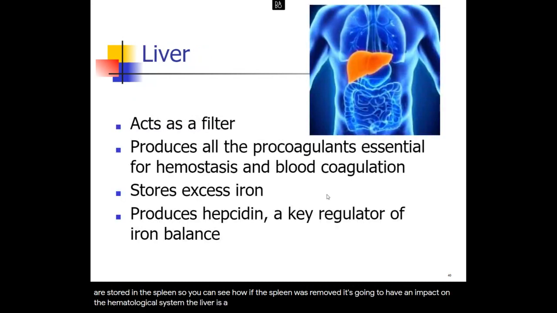The liver is a filter, and in the liver are the procoagulants that are necessary for hemostasis and blood coagulation. Excessive amounts of iron, rather than just, oh, I don't need it now and have it excreted in your stool, the liver says, you know what, I'm going to keep some aside for a rainy day. So let me just hang on to this extra iron. And oh, by the way, those red blood cells that are being destroyed, I'm going to take that iron too. And that is the hepcidin, which is the key regulator of the iron balance, is going to keep everything balanced.